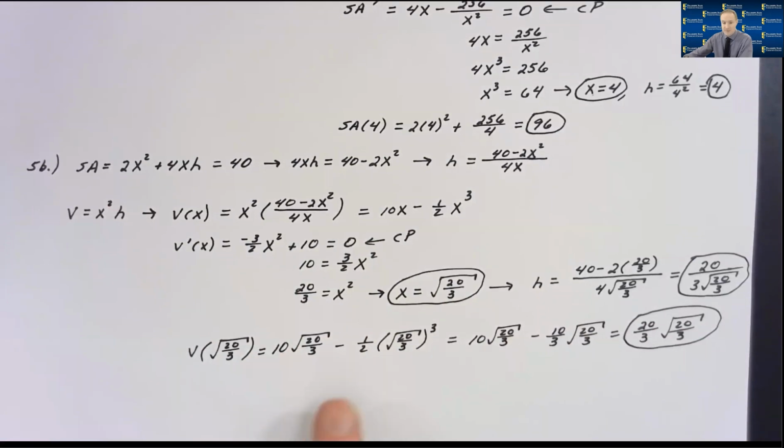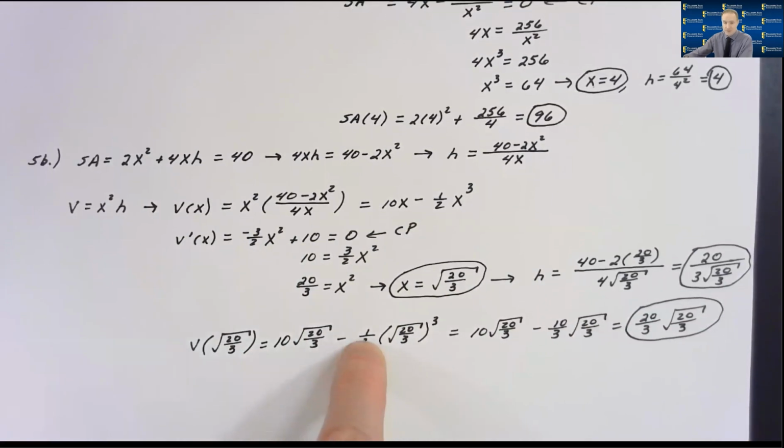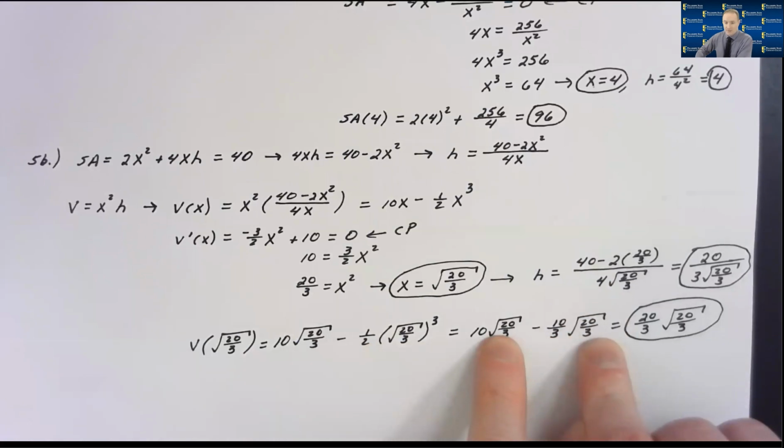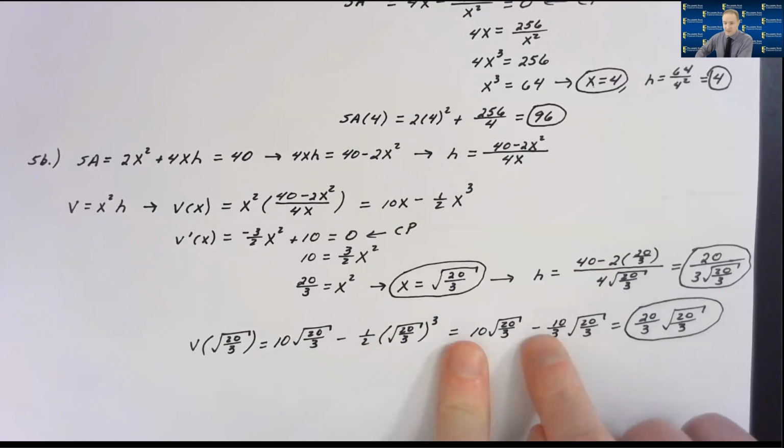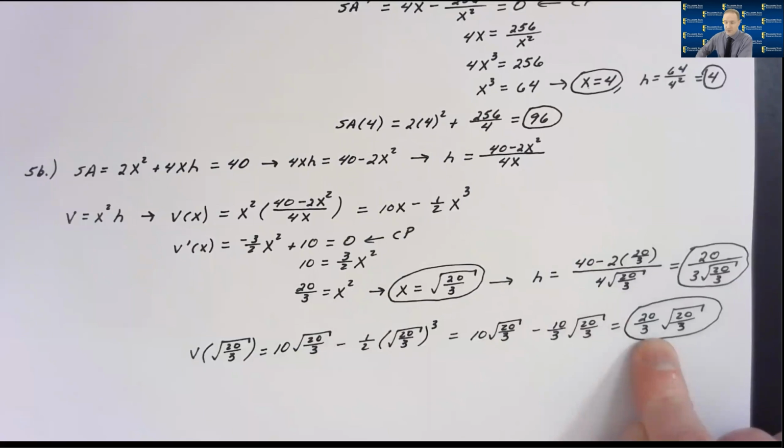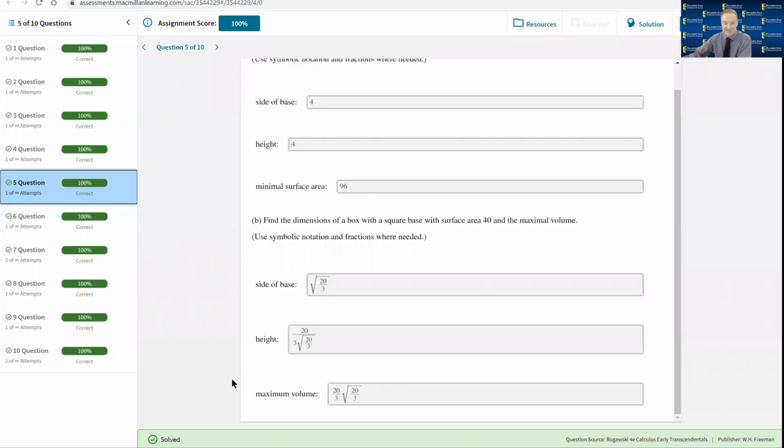20 over 3 times 1/2 is going to give me 10 over 3. And then once I do that, I'm like, ooh, now I have like terms. 10 on the root of 20 over 3 minus 10 thirds on the root of 20 over 3. This is the same thing as 30 over 3 on the root minus 10 over 3. Gives me positive 20 over 3 on the root of 20 over 3, which I think is a gorgeous final answer there. And now notice that's precisely what Achieve wanted for this question.